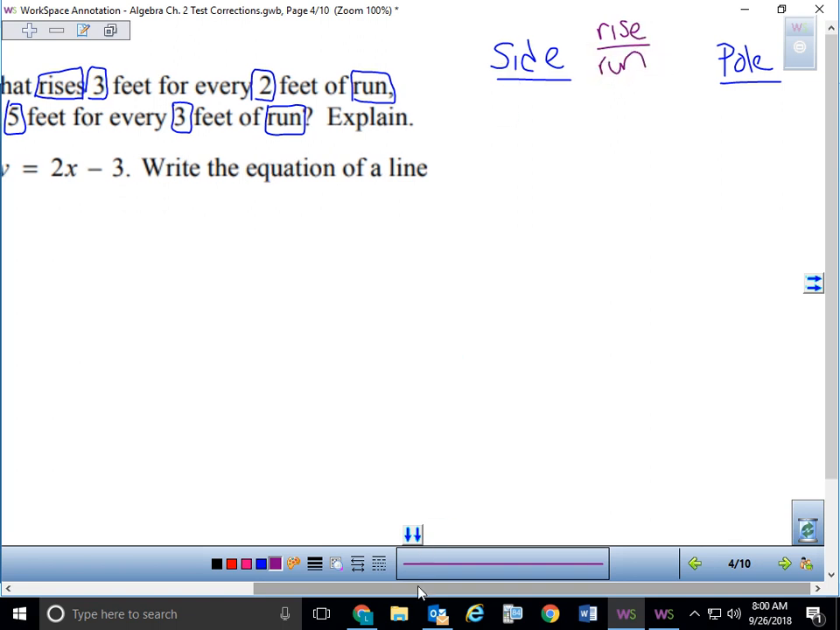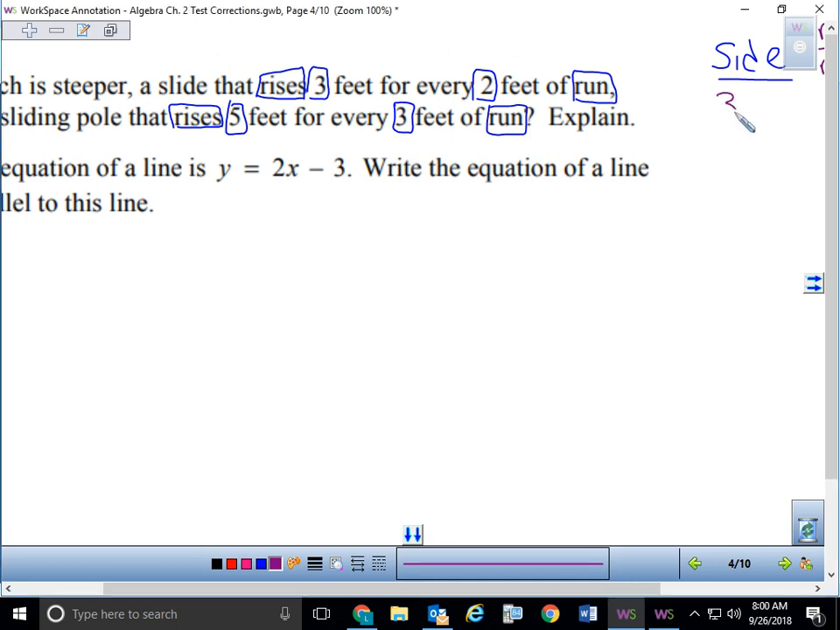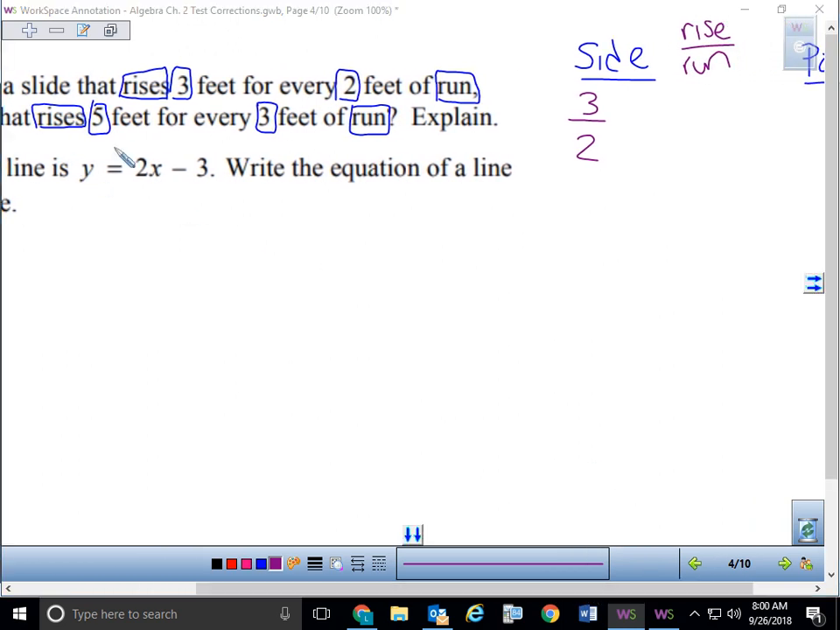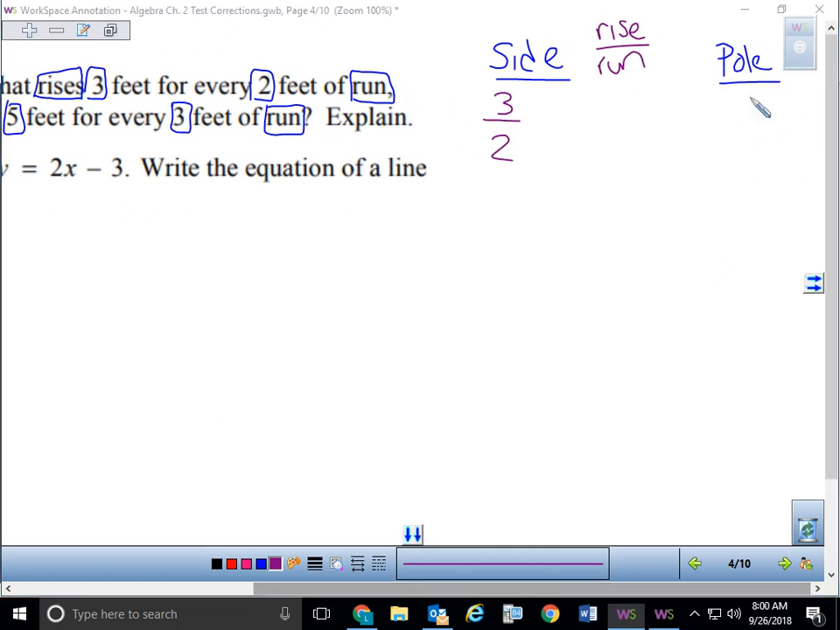So the slope of our slide here, rise is 3 feet, so that's 3 over, run is 2, so 3 over 2. The slope of the pole, again, rise over run, rise is 5 feet for every 3 feet. A lot of you could at least get to this part. What I noticed is that we maybe forgot how to compare fractions. One way you can compare fractions is to turn them into decimals and compare your decimals. Because if we're talking about what's steeper, that means one of these fractions has to be larger. If it's steeper, it has a larger slope.